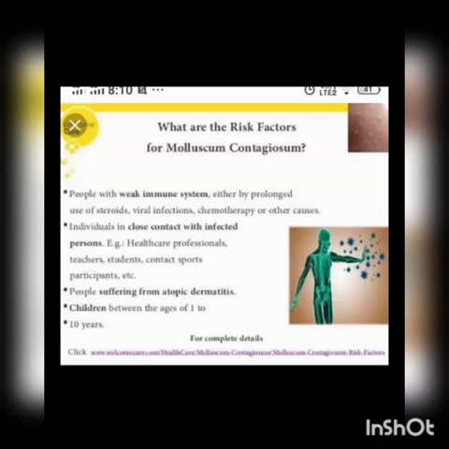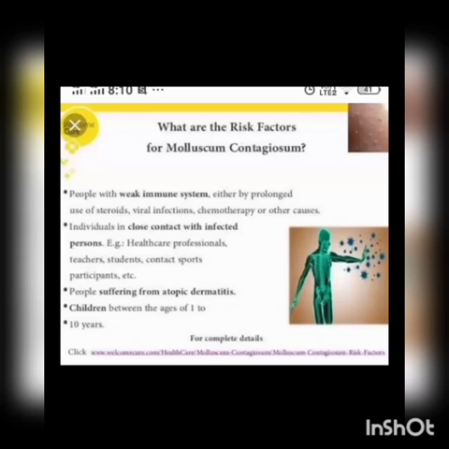We can move on to the risk factors of Molluscum contagiosum. People with a weak immune system are at risk of any disease, especially viral disease. One cause of a weaker immune system is steroid drugs, whose side effect is immunosuppression. Another important factor is viral infections. Those infected with a viral disease will have weak immunity.